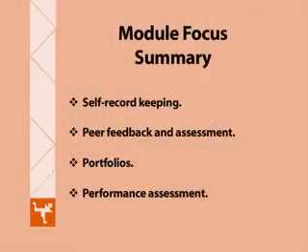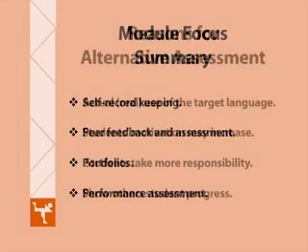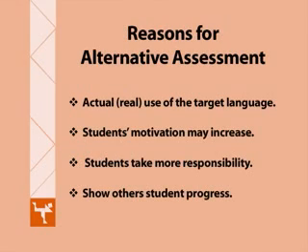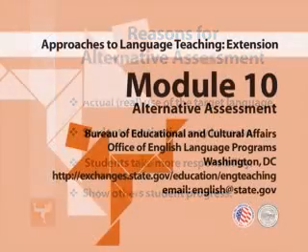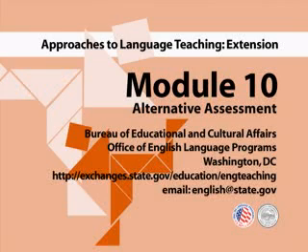Module focus, summary. The focus of Module 10 has been on 4 kinds of alternative assessment: self-record keeping, peer feedback and assessment, portfolios, and performance assessment. It takes practice to learn to do alternative assessment effectively. However, success can lead to more actual student use of the target language, more motivated students taking more responsibility for their own learning, and the ability to show others direct evidence of student progress. See the manual for readings and more information on this and other topics related to alternative assessment.